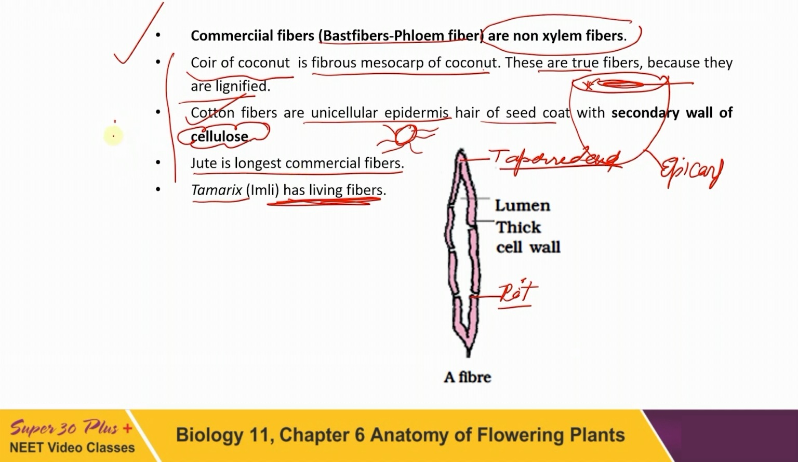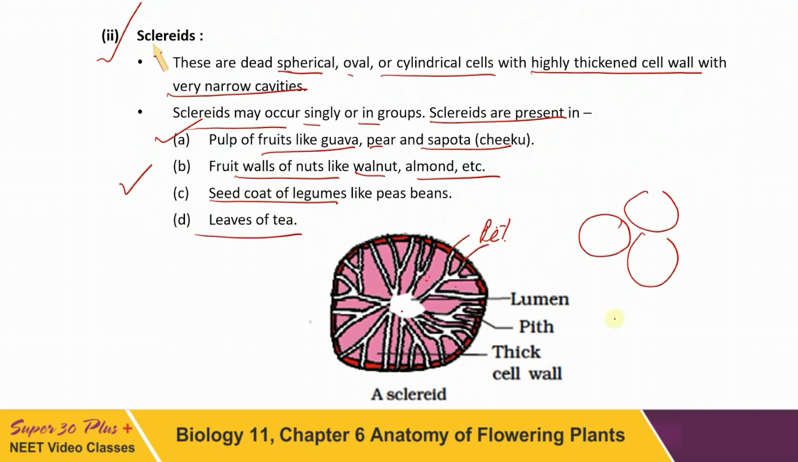In cotton fiber, important one, lignin is absent. It is made up of cellulose. And this is the seed, that is, the outer epidermal cells of the seeds. They will get elongated like this and they will become cotton fiber. Is it? Sclereids, I told you, grittiness in some of the fruits like guava, pear, sapota, chiku.